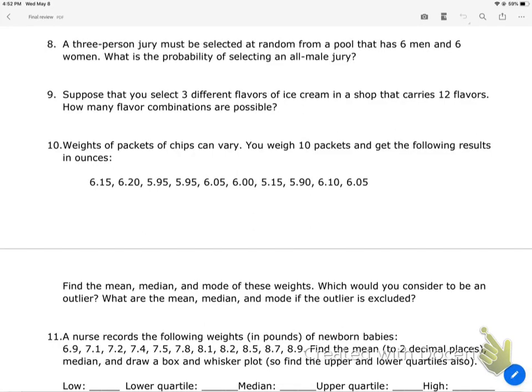Okay, a 3-person jury must be selected at random from a pool of 6 men and 6 women. So again, 12 people in total. If you're going to pick the first person, if it's a man, you've got 6 chances out of the 12 of picking that man. If you've picked that person, there's only 11 people left and only 5 men. Again, if you pick again, there's only 10 people left and only 4 men.